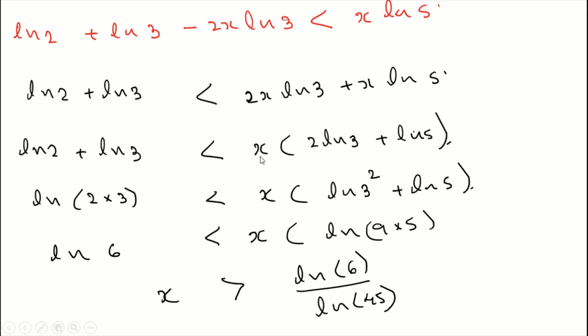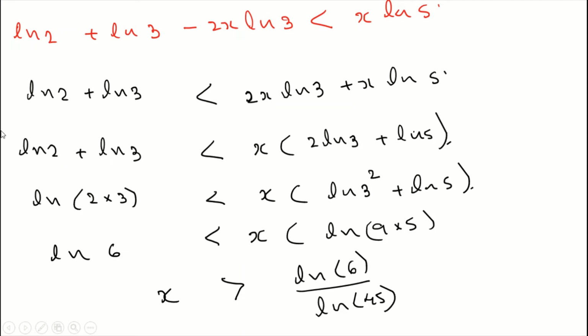So ln2 plus ln 3 minus 2x ln 3 less than x ln 5. We will leave this ln2 and ln 3 on this side and take minus 2x ln 3 to the other side. Then it will result as ln2 plus ln 3 less than 2x ln 3 plus x ln 5. Now x is common here. We want to isolate it. We pull it out. Then it will give us ln2 plus ln 3 is less than x times 2 ln 3 plus ln 5.